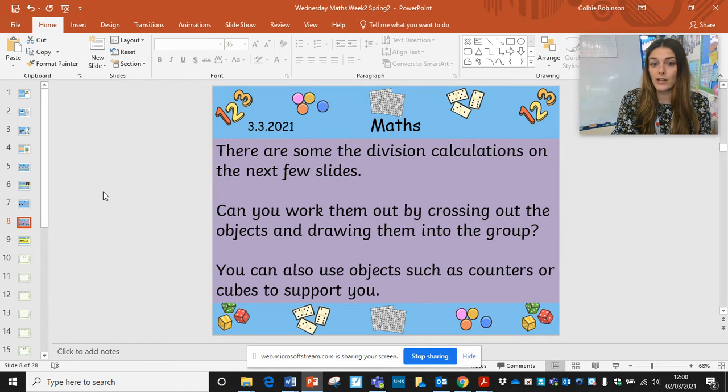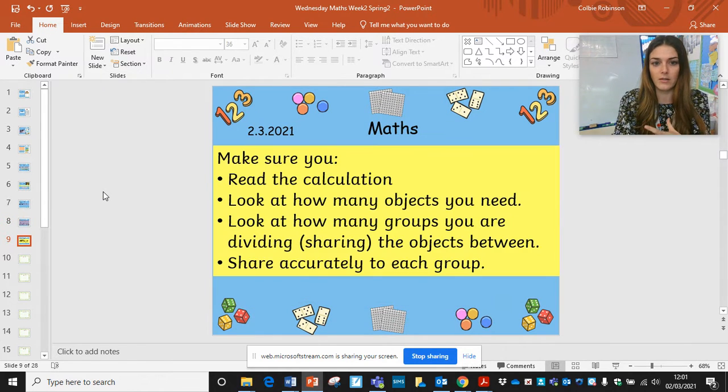So there are some division calculations on the next few slides. Can you work them out? And can you use objects to support you? You can use objects to support you, but we're trying to come away from that a little bit to start representing it in a written way. So if you didn't have objects, you could use your jottings to support you. So it's just that written method.